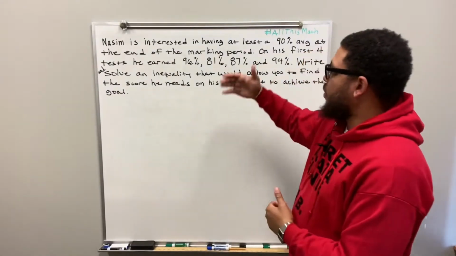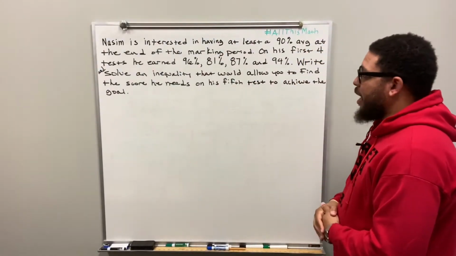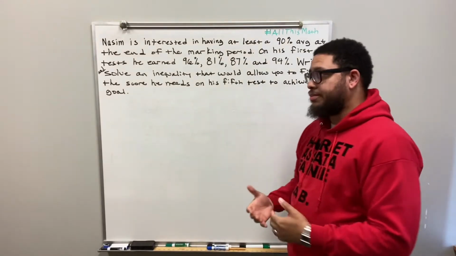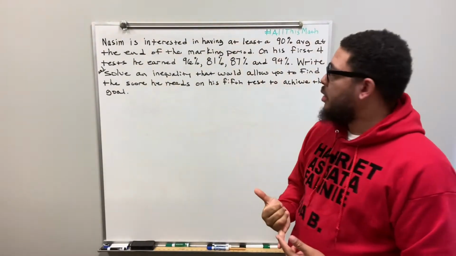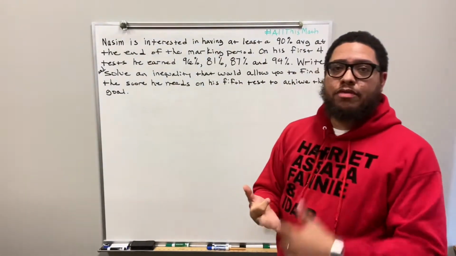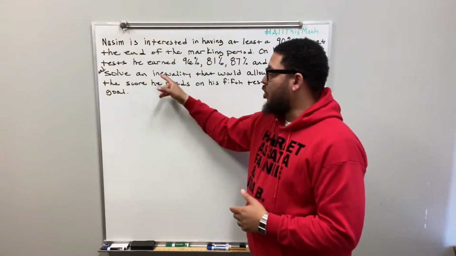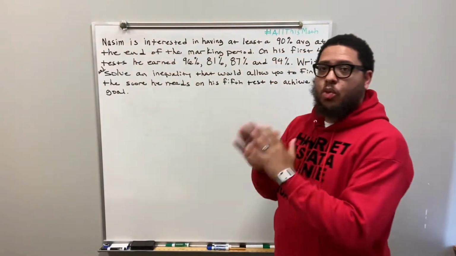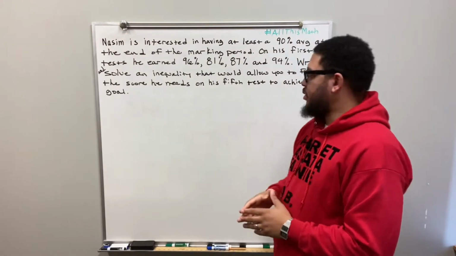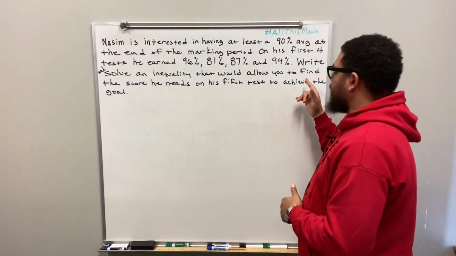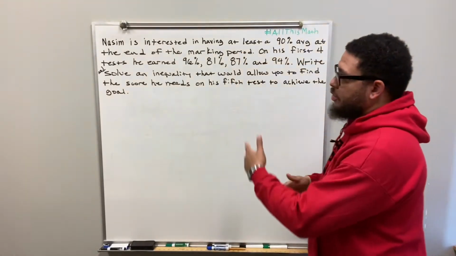So, the word problem reads, Nassim is interested in having at least a 90% average at the end of the marking period. On his first 4 tests, he earned a 96%, an 81%, an 87%, and a 94%. Write and solve an inequality, not an equation, but an inequality. All right, so that's a key word right there. Not an equation, an inequality. Write and solve an inequality that would allow you to find the score that he needs on his 5th test to achieve that goal.